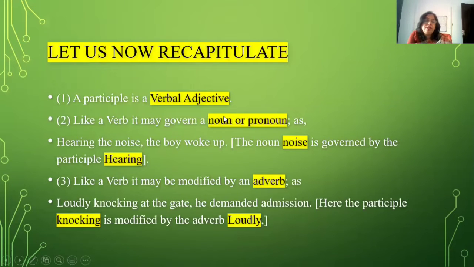Now let us recapitulate what we have read in this entire module. A participle is a verbal adjective. Like a verb, it may govern a noun or a pronoun, as in: hearing the noise, the boy woke up. The noun noise is governed by the participle hearing. Like a verb, it may be modified by an adverb also, like: loudly knocking at the gate, he demanded admission. So the adverb is loudly. Here the participle knocking is modified by the adverb loudly.